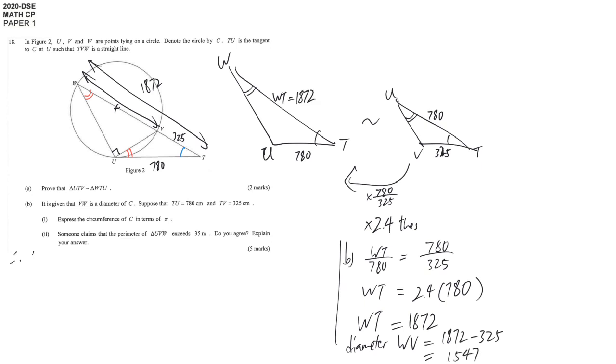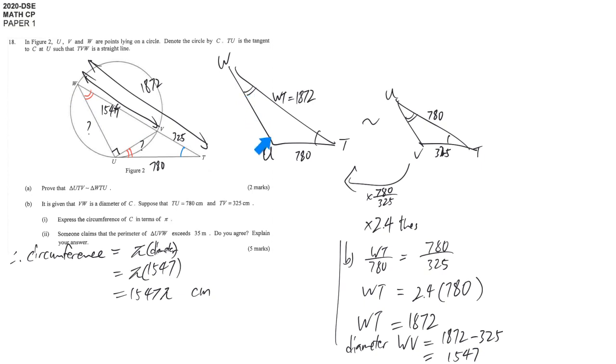Therefore, the circumference that we learned in primary school is pi times diameter. So that means pi times 1547 is 1547 pi cm. Someone claimed something about the perimeter of triangle UVW. So UVW consists of three sides. We have one of them already, 1547. We want to know another two here.